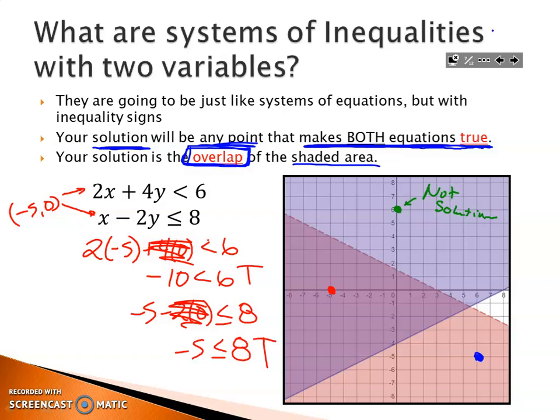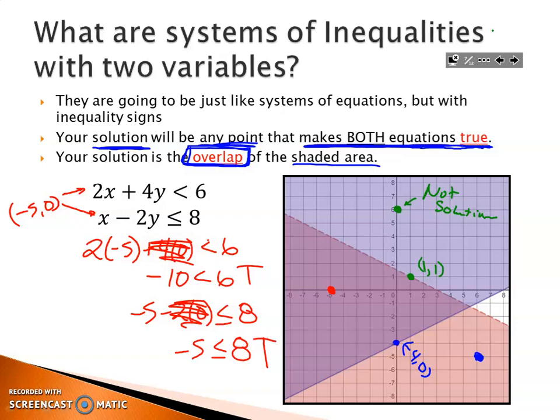Now, I do have a couple special questions to ask you. Like, for instance, this one here. The point negative 4, 0. Would that be a solution? The answer is yes. Negative 4, 0 is a solution. Okay. What if I asked you guys about the point 1, 1? Is 1, 1 a solution?